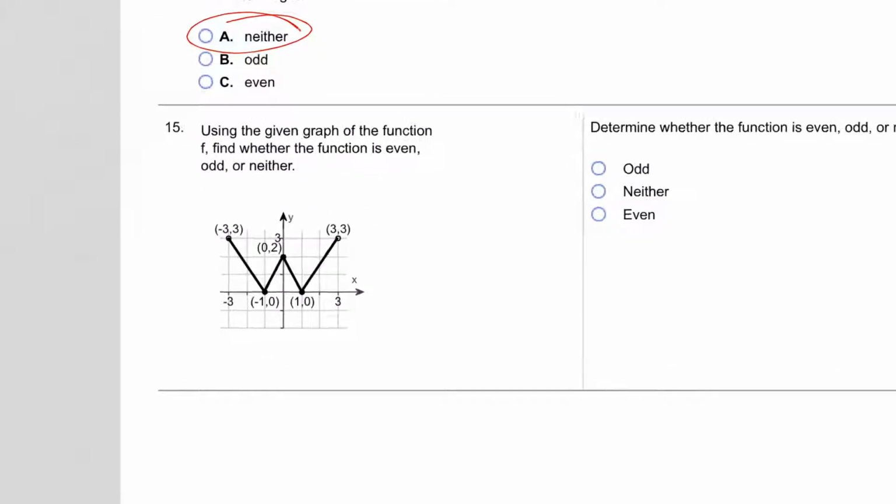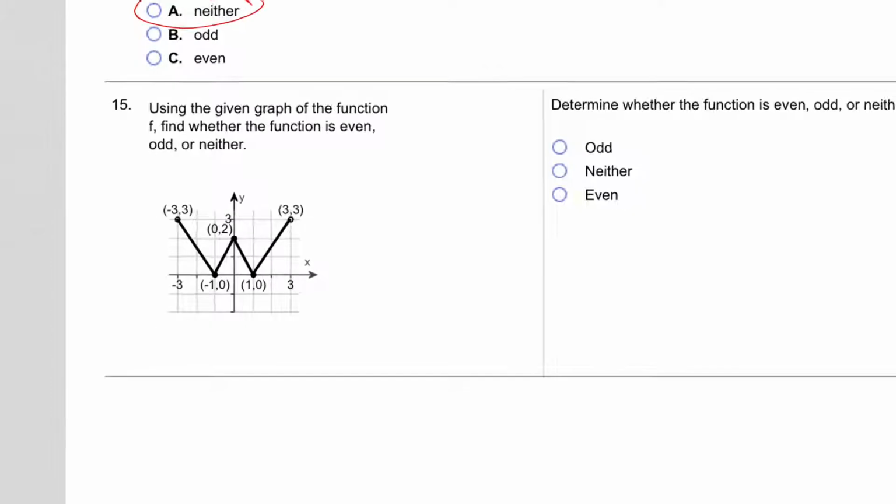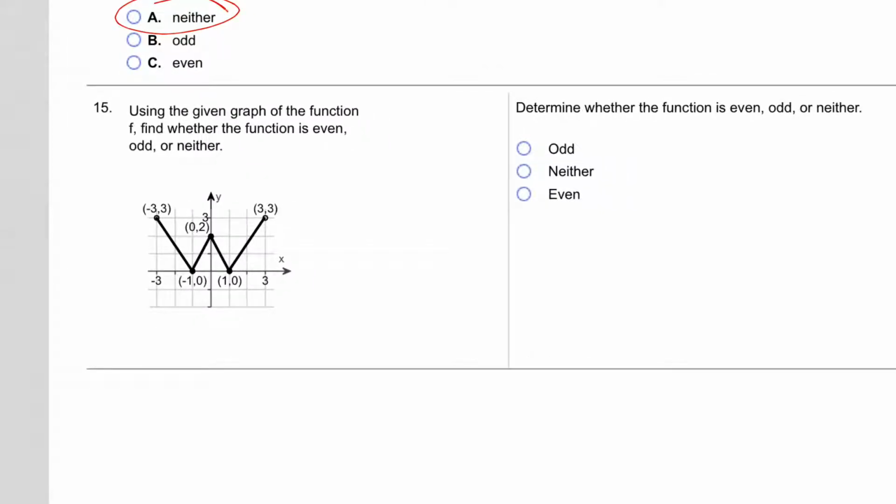Okay, and if we look at 15, odd. So basically, another way of saying odd would be, so odd would be symmetry.